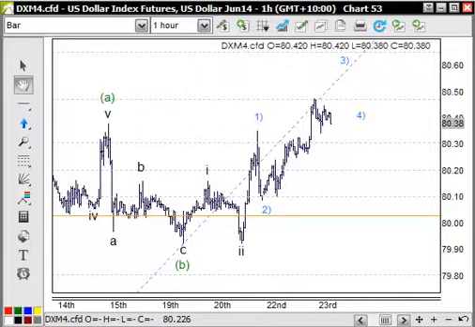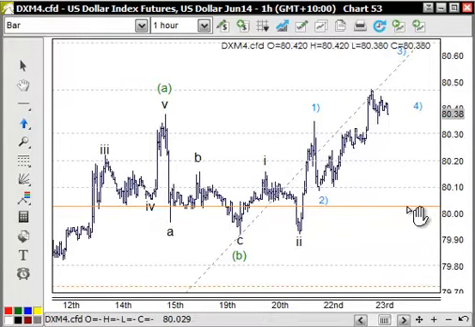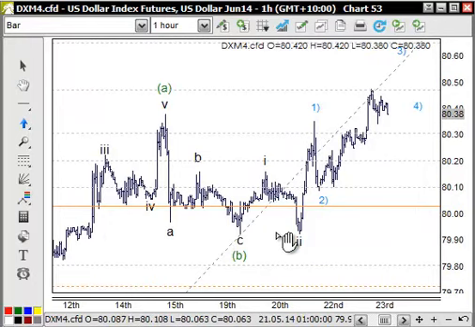Welcome to the Forex, and here we're looking at the US dollar. As you know, we were looking for a correction across the 80 area through here, and it's pretty much done that and pushing higher now.